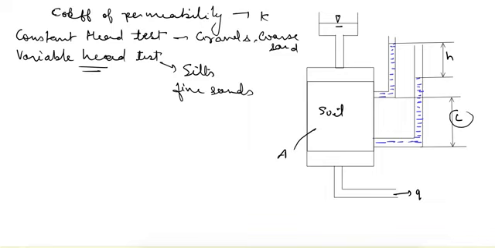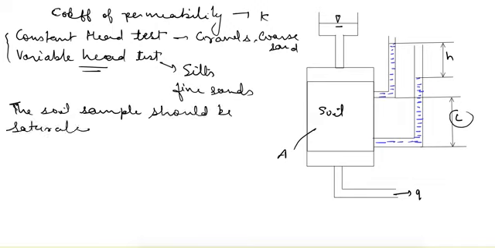A basic criterion to be fulfilled for both of these tests is that the soil sample should be saturated. So it cannot be conducted for a partially saturated soil, and the soil sample should be fully saturated for these tests. This becomes a limitation also, because in the field the soil may not be fully saturated everywhere. So the K value in the field will vary. It will not be the same as the value which we find in the lab. So this is the limitation of this test.